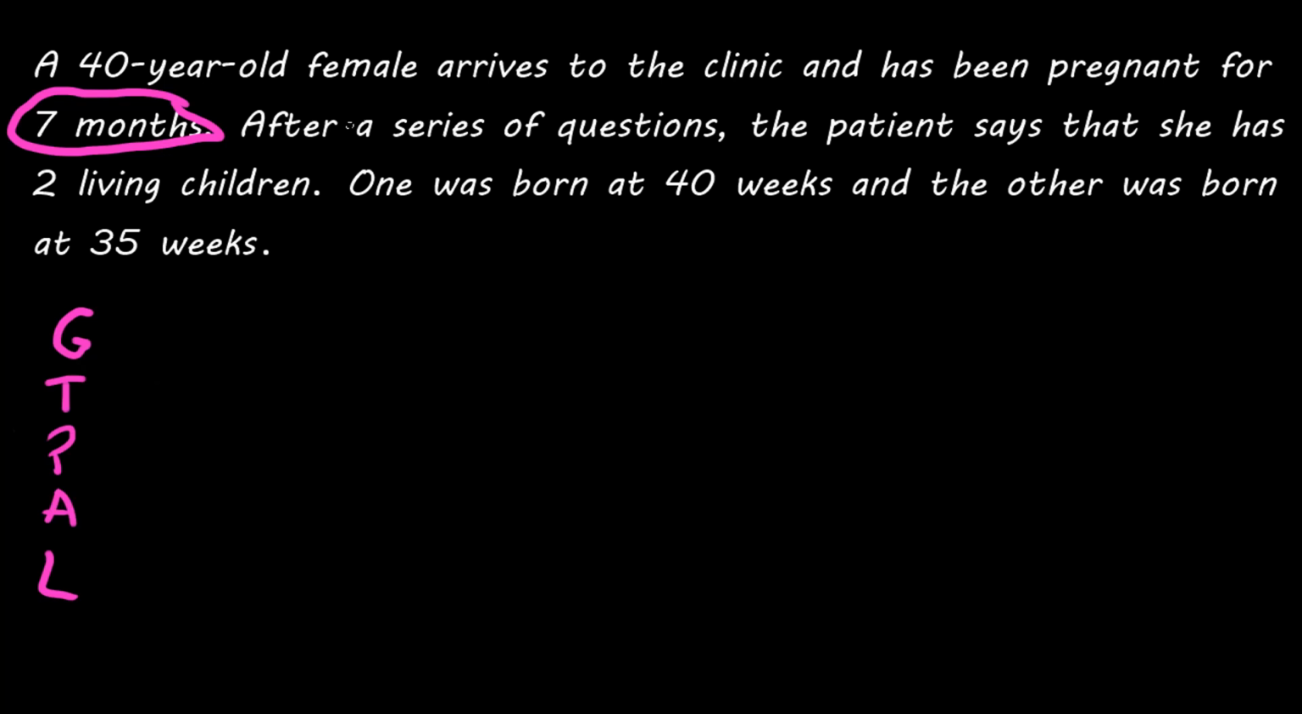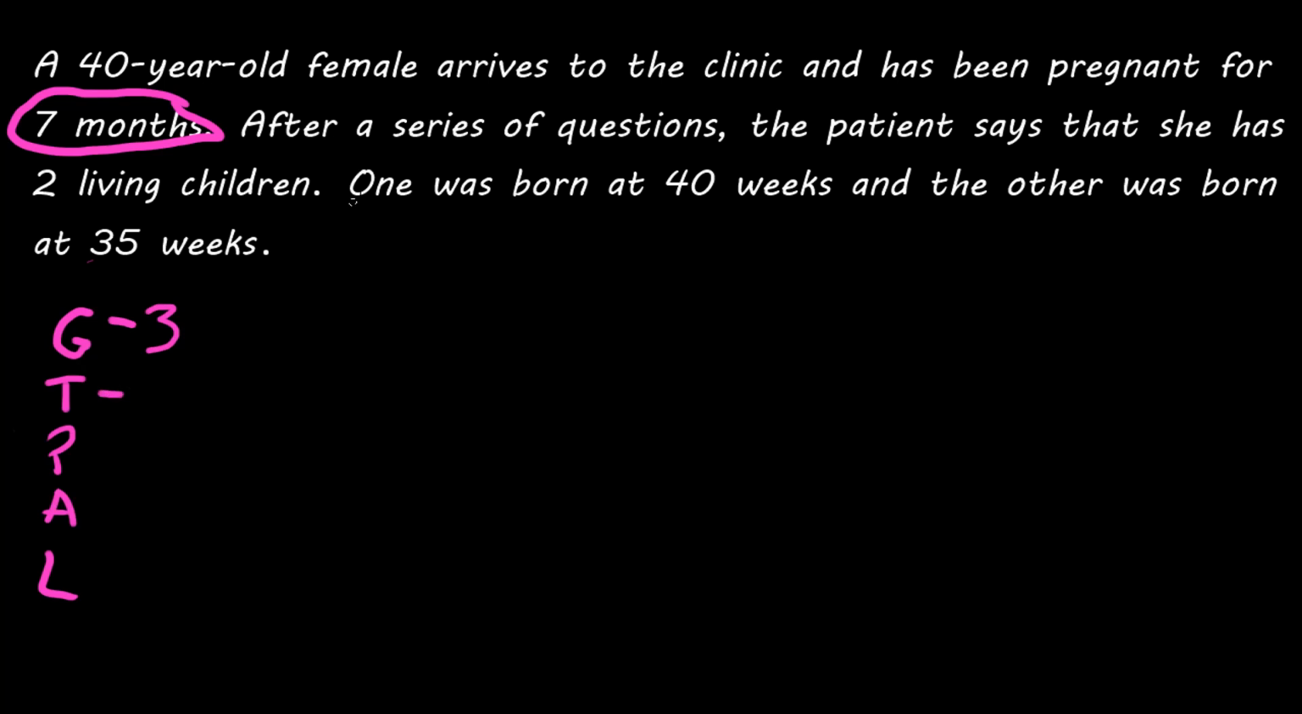And then let's see what else. She has 2 living children. One was born at term, 40 weeks, greater than 37 weeks, and the other was born at 35 weeks, which is preterm. So we know that in total, she has been pregnant 3 times. She's currently pregnant, and she has 2 children, each of whom was 1 pregnancy. So that would be a total of 3 for gravida.